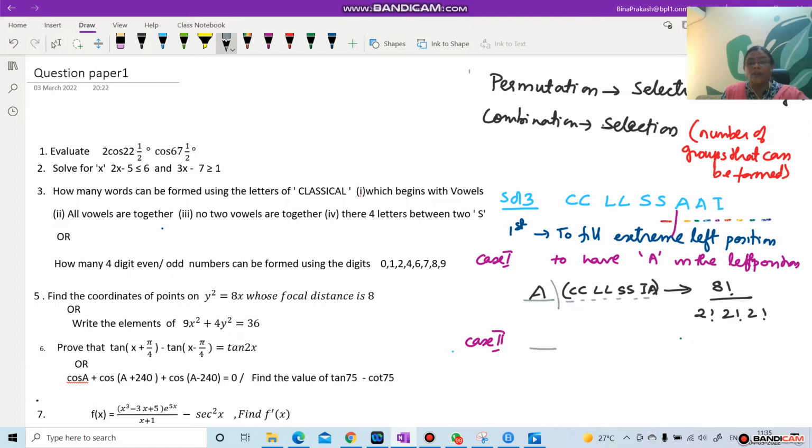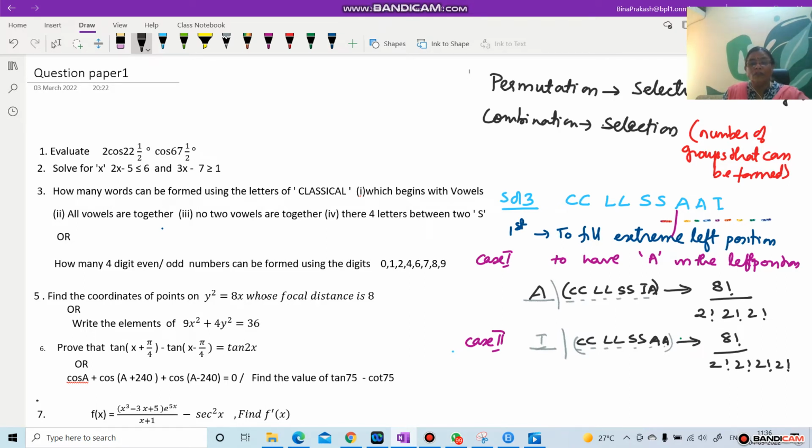I is another vowel. So we fix I here. So what elements do we have for the rearrangement here? The elements that you have for the rearrangement are the two C's, two L's, two S and the two A's. So that gives us the number of words that can be formed from this set of letters. That is, there are four elements repeating twice.